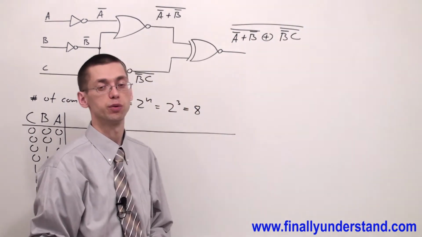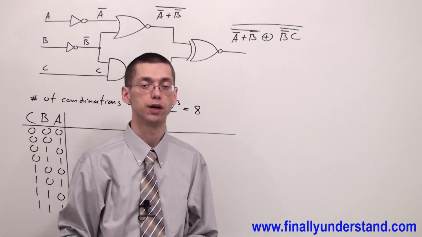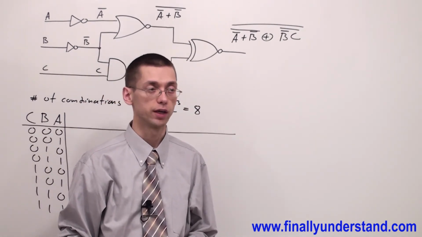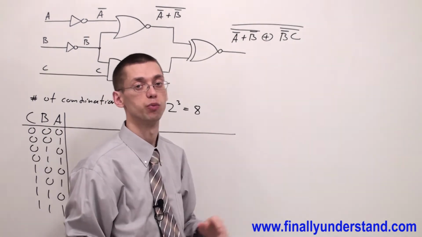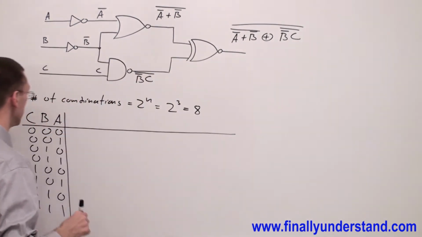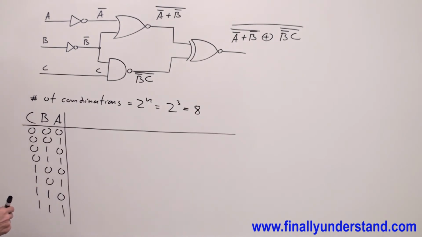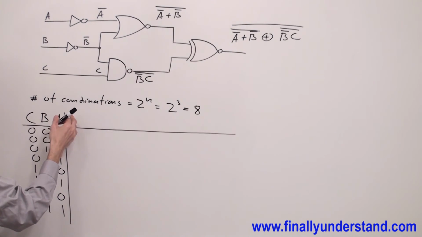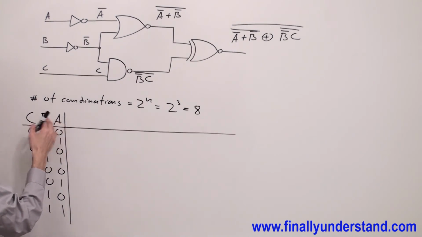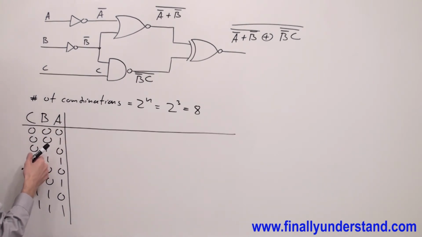I'm not going to simplify the output. I'm going to just find the truth table for the function like it is at the output, just to practice. Next, I'm supposed to write the different expressions than A, B, C in my table.